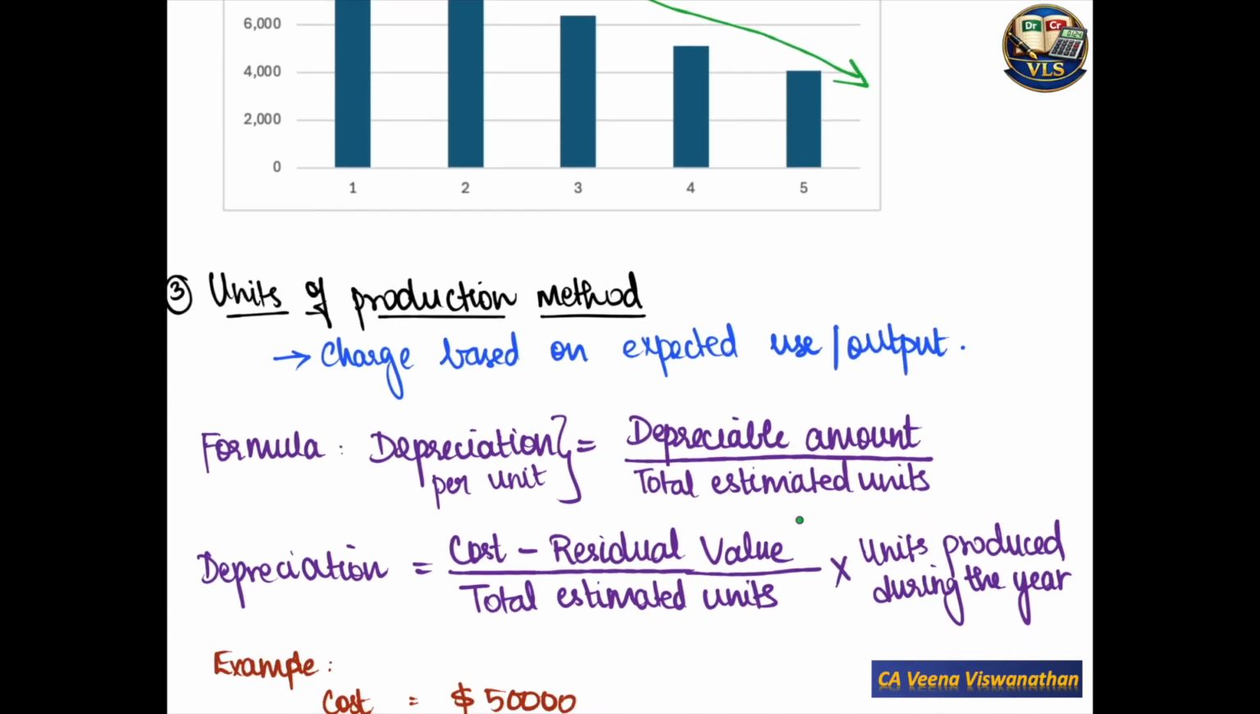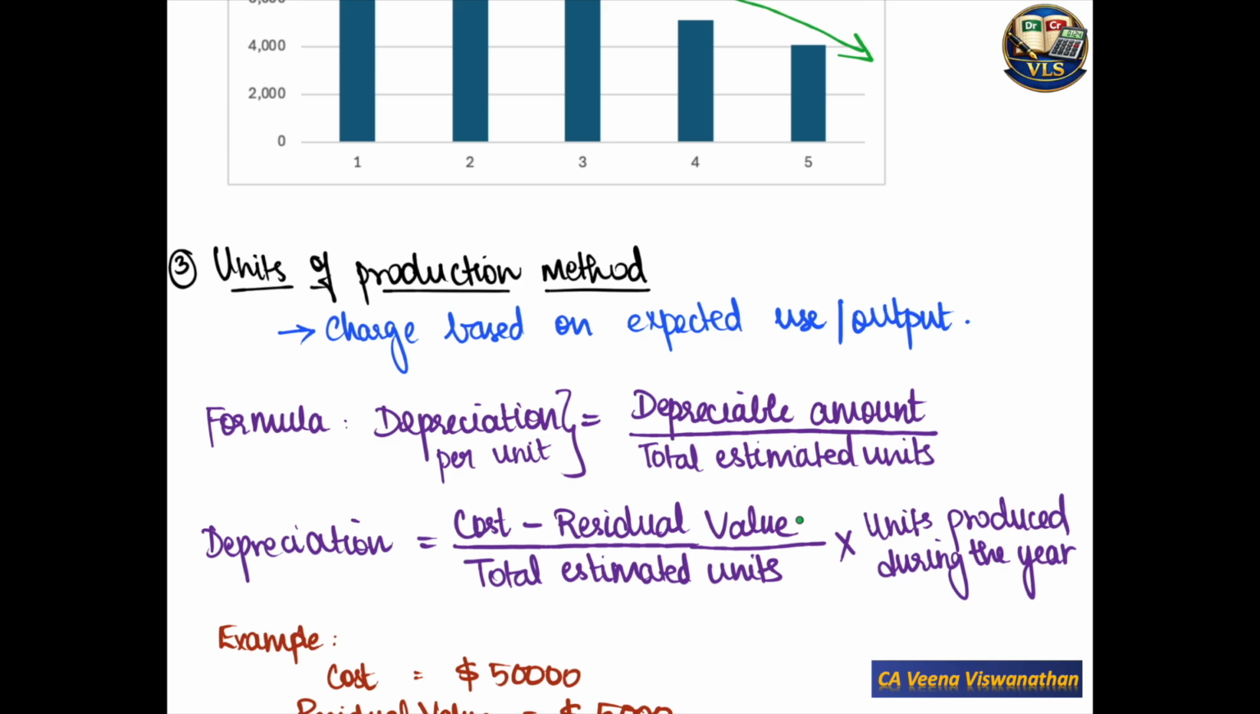The third and the last method that we'll see in this video is the units of production method. As per this method, depreciation is charged based on the expected use or output. So basically, if you're buying a machine for your factory, you would know how many units that machine would produce. If you are aware of that, then this would be the right method to choose.